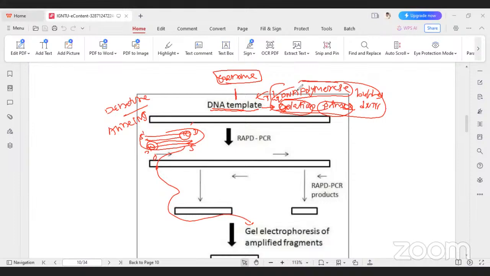But what is the extra in RFLP? In RFLP, we use radioactive labels. I already told you the disadvantage of the radioactive label. The radioactive label is expensive and hazardous, harmful to us. It causes cancer. That's why it is not preferable.